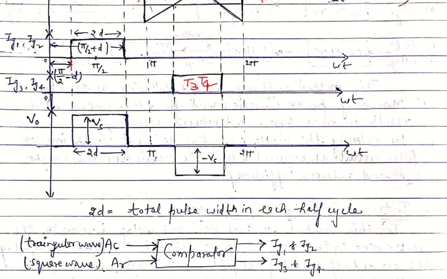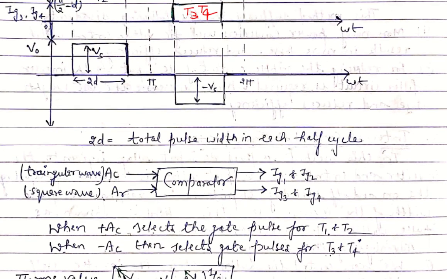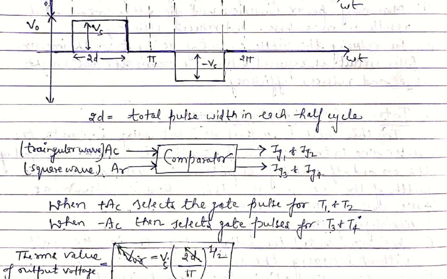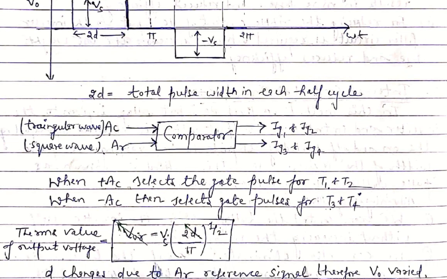So we define 2d as the total pulse width in each half cycle. Half cycle means up to pi, and 2d is the pulse width. By default, we assume not d, but 2d, is the pulse width in each half cycle. If we apply a comparator with a triangular wave, that is the carrier wave, and a rectangular square wave, then it will provide pulses for the thyristor switches. When plus AC, that is AC greater than AR, it selects the gate pulse for T1 and T2, and when minus AC, it selects pulses for T3 and T4. It was discussed earlier.